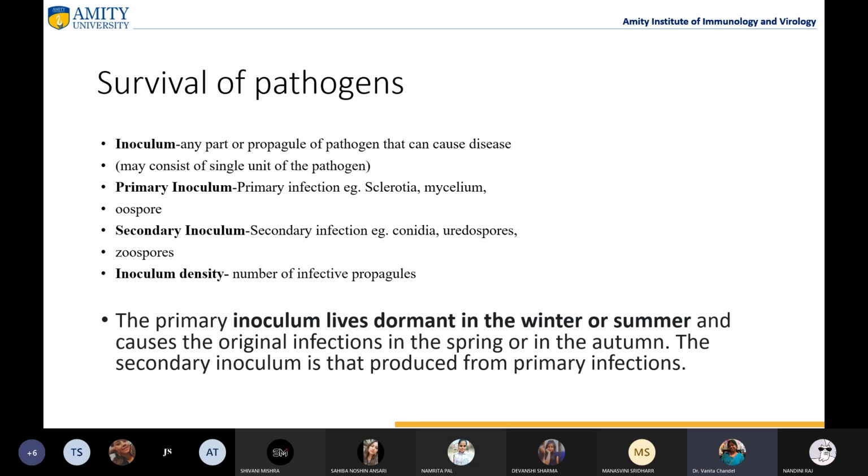Inoculum density means the number of infective propagules. How many spores were there? Were there enough spores to cause a particular infection or to initiate another cycle? That is called spore density, right? So primary inoculum lives dormant in the winter or summer, and it causes the original infections, maybe in the spring or autumn. Secondary inoculum is that which is produced from the primary infection. So just remember these terms: what is primary infection or primary inoculum, what is secondary inoculum, what are monocyclic diseases, what are polycyclic diseases, right?